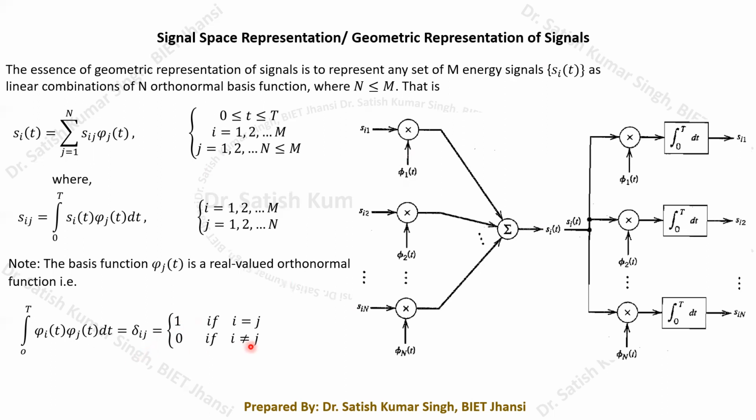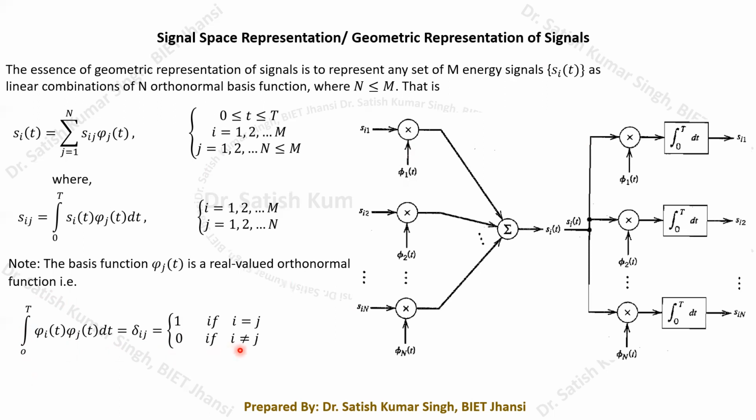Similarly, if i is not equal to j, let us say i equals 1 and j equals 2, then all these basis functions are orthogonal to each other. The meaning is, if you do this integration after multiplying phi1(t) with phi2(t), the result equals 0. This inner product, or this integration, equals 0, and that reflects that all the basis functions are orthogonal to each other.